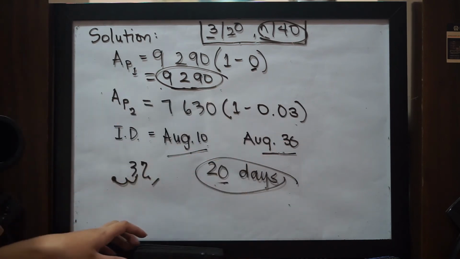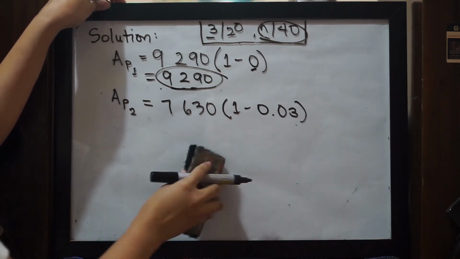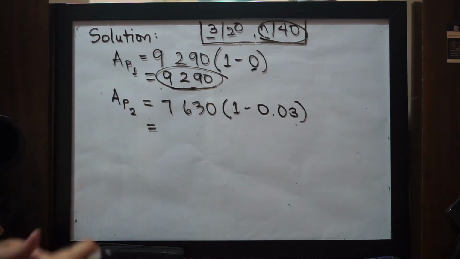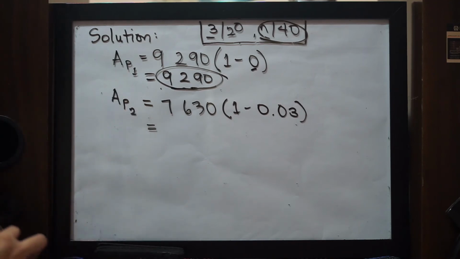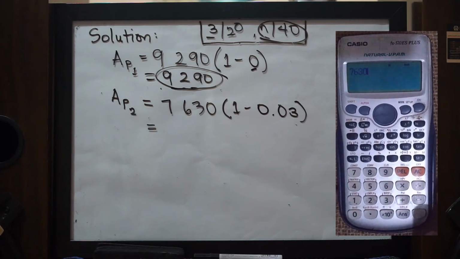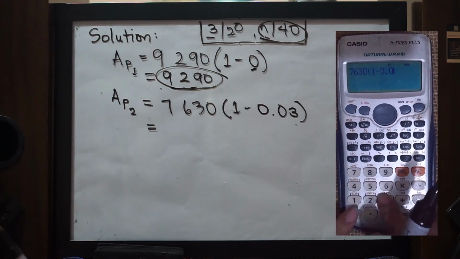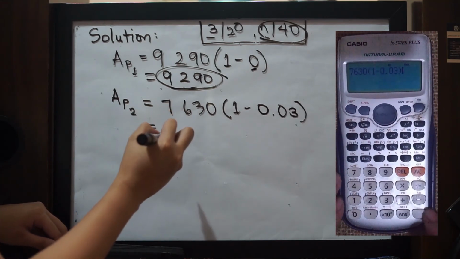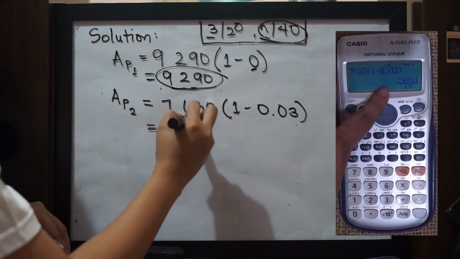So, solving this equation, allow me to erase this one. We can directly solve this in your calculator, or you can use the step-by-step solution. But, given this kind of board that I have, allow me to use the direct solution for the second scenario. So, directly solving 7,630 multiplied by the quantity of 1 minus 0.03, we will come up with 7,401.1.